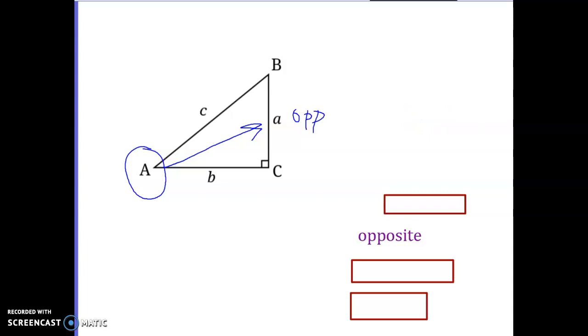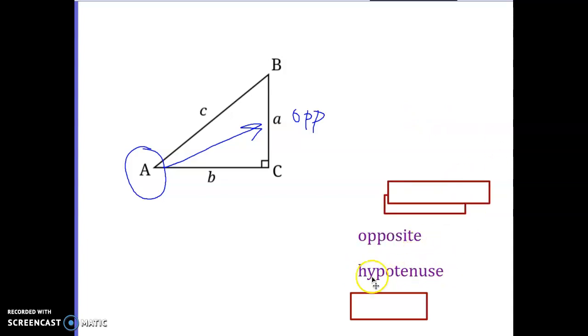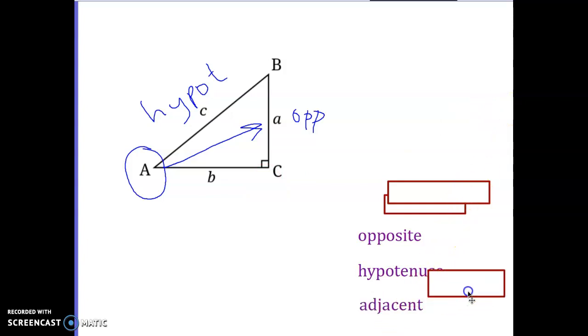And then we already said the side across from the right angle, that's the hypotenuse. And I've got it spelled right there if you need to see it. And again, just for ease, for making it shorter, we usually abbreviate that HYP. So that's the one that's across from the right angle. And then this last side here, this one is next to A. That one's next to A also, but that one's the hypotenuse. So this one that's next to A that's not the hypotenuse, we call that one the adjacent side.